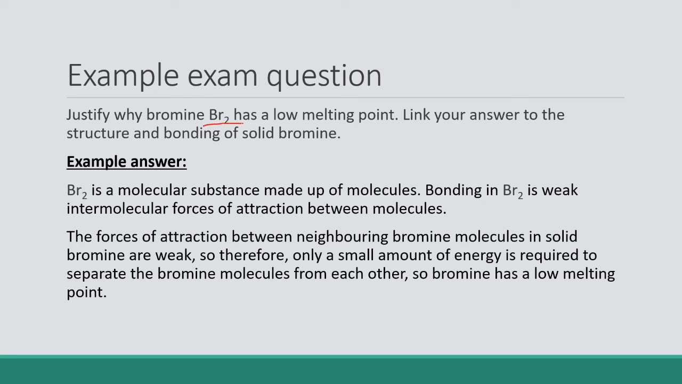Bromine has a low melting point. You need to, again, say that's a molecular substance made of molecules. There's weak intermolecular forces between the molecules. Forces of attraction between neighboring bromine molecules in a solid are weak. So therefore, only a small amount of energy is needed or required to separate the bromine molecules from each other. So bromine has a low melting point. Remember, when you're giving the reasons, there's so, therefore, and so, these linking words are really important. They'll be looking for those in the exams.